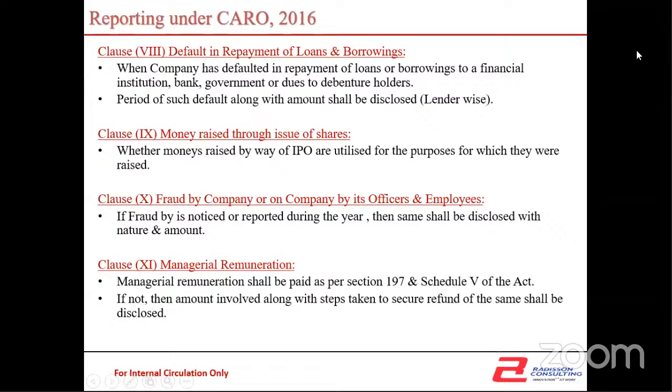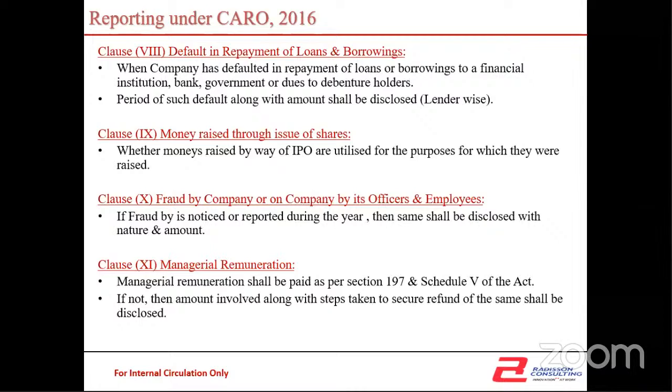So moving ahead to clause 8, which talks about the case where the company has taken any loans from any financial institution, banks, or government, or there are any dues to debenture holders. In case an auditor finds any defaults with respect to repayments of the same, it should be reported in the CARO report by the auditor. Also, the period of the default along with the amount, lender wise, needs to be mentioned by the auditor.